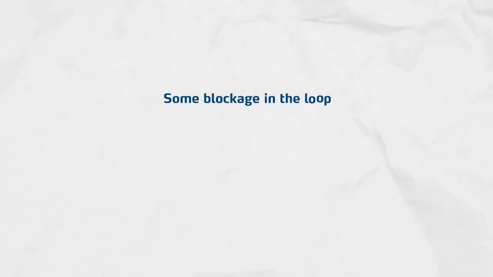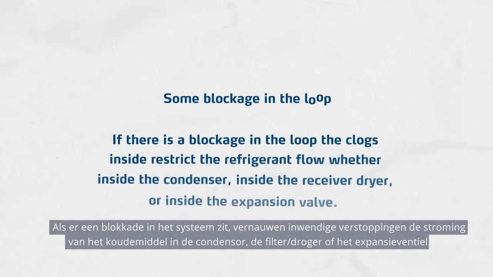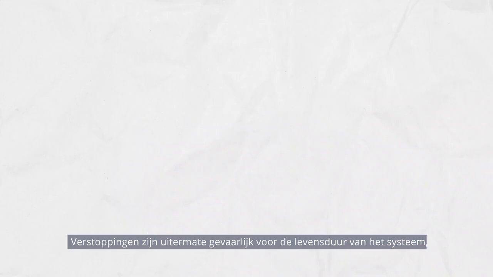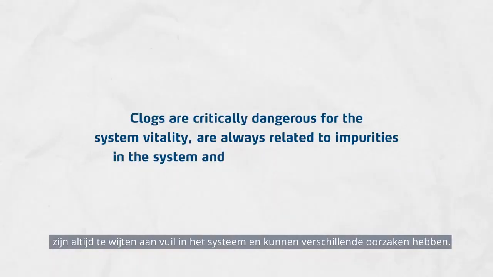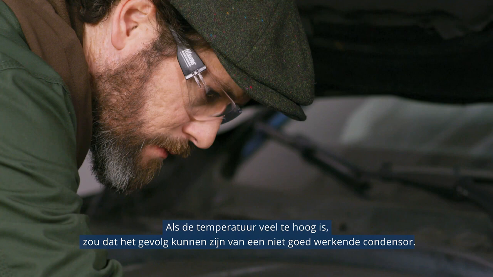Some blockage in the loop. If there is a blockage in the loop, the clogs inside restrict the refrigerant flow whether inside the condenser, inside the receiver dryer, or inside the expansion valve. Clogs are critically dangerous for the system vitality, are always related to impurities in the system, and can have various origins. If the temperature is way too high, it could be due to improper operation of the condenser.